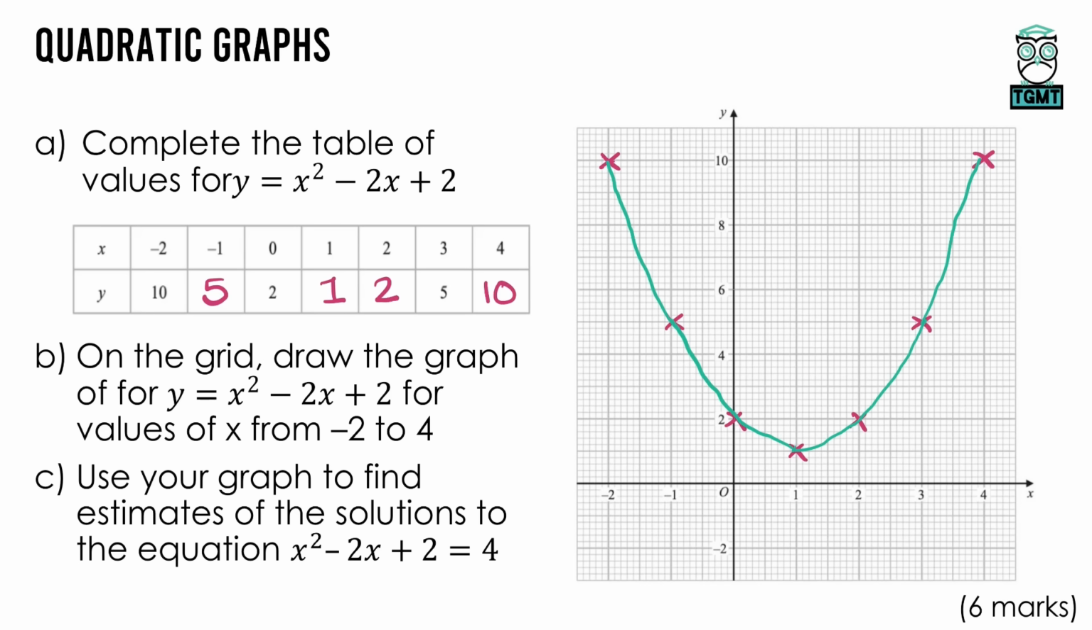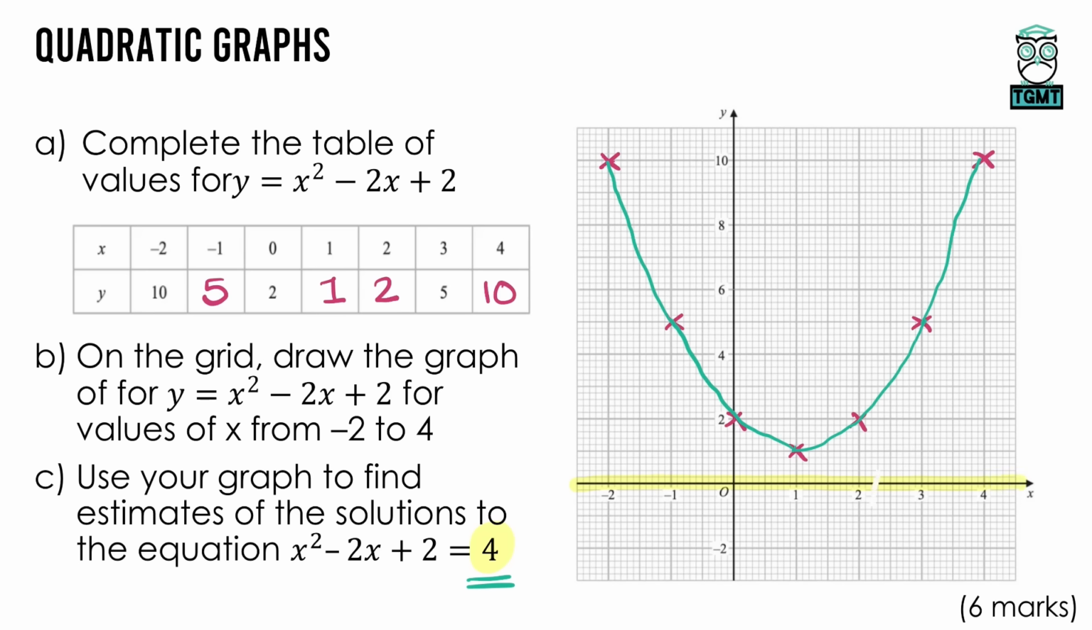Now we could be asked to draw an extra line here in order to find solutions to an equation. Now, if this particular graph was going through the x-axis, we might be asked in this scenario to find where the equation is equal to 0. But this one we're being asked where the equation is equal to 4. Now, when it says equal to 0, that is referring to where the graph goes through the x-axis. We just write down what those x-coordinates are.